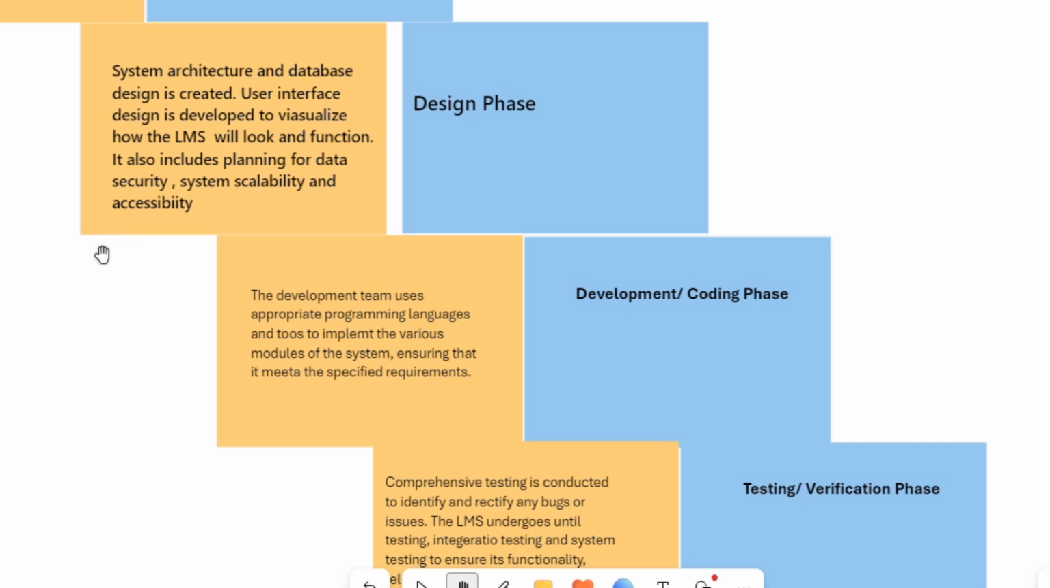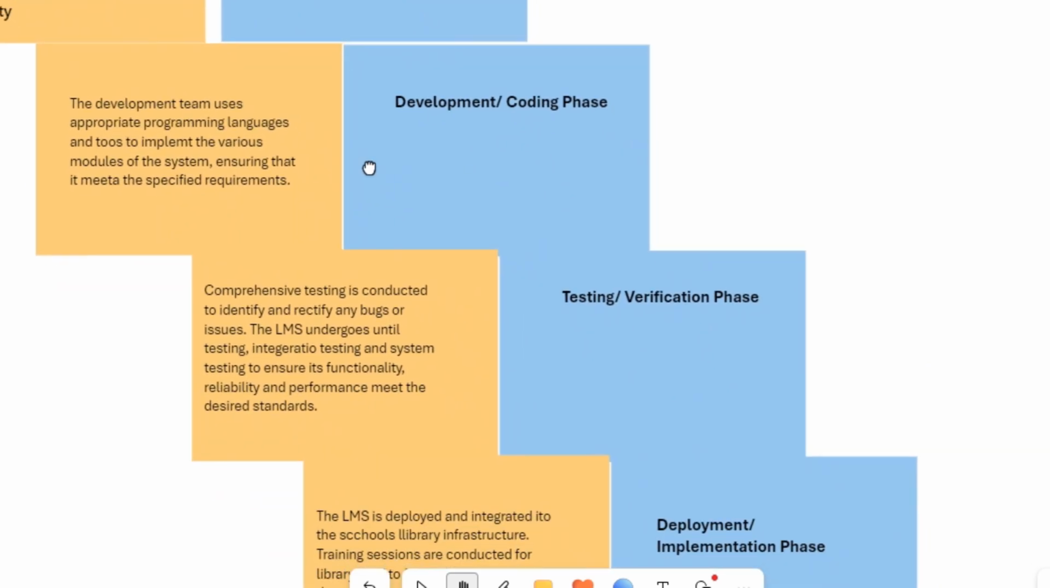Now, what does it mean? If we are designing an LMS, library management system, we should know how this will look. The interface means the front screen of your library management system, of your LMS. How will it look like? So this interface will be designed and decided. Then the very important phase, which is development and coding phase.